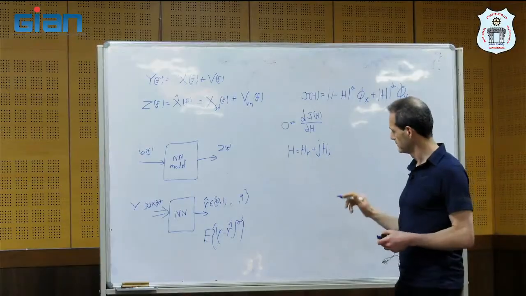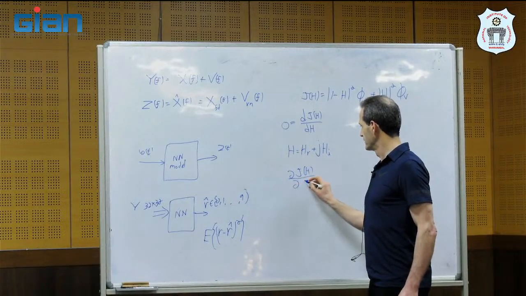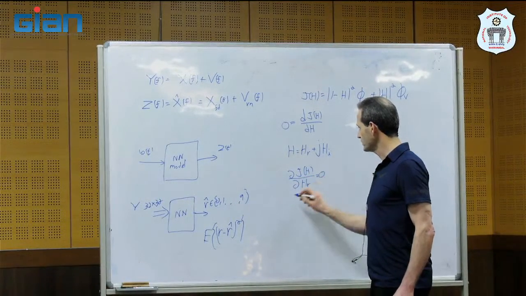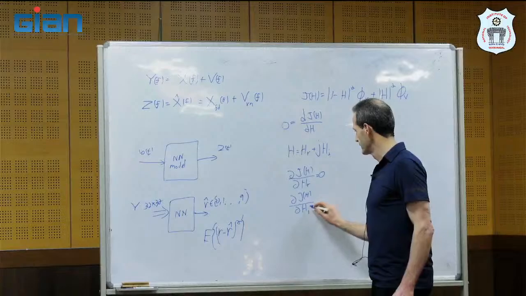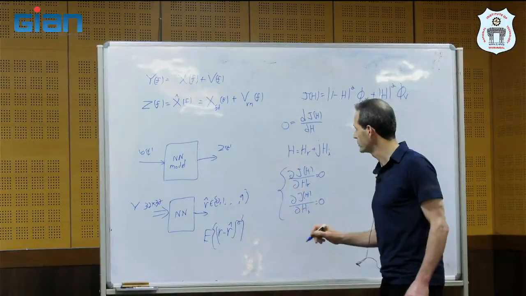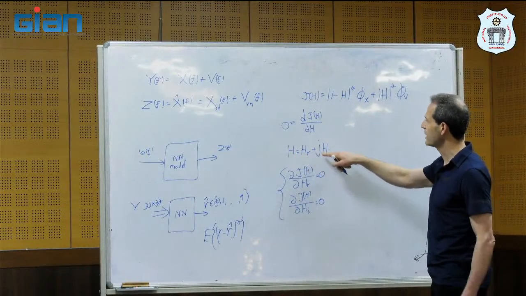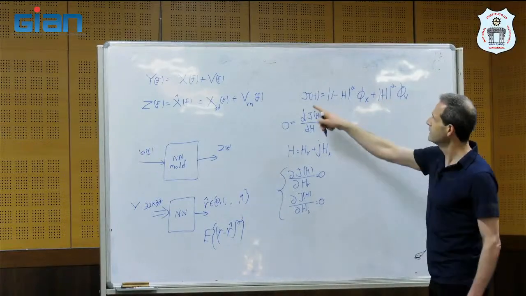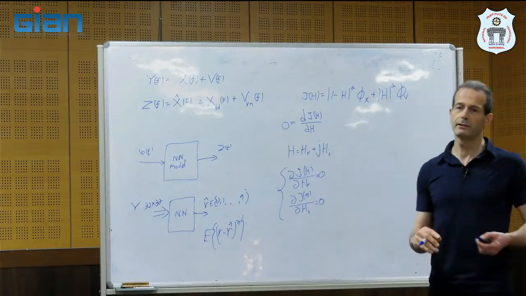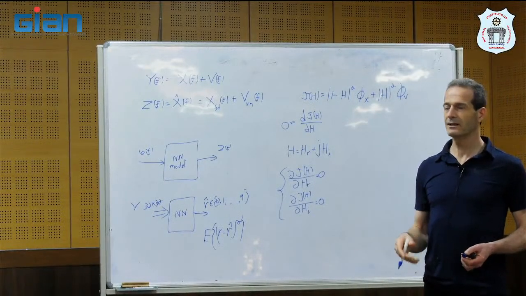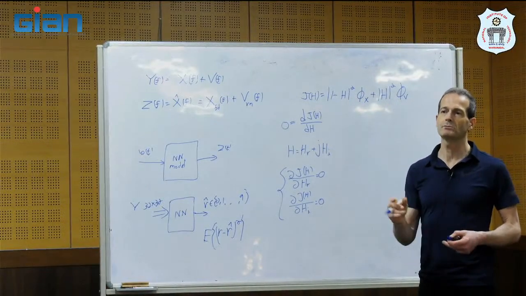How do I get it? So I can write dJ(h) with respect to hr equals to 0 and dJ(h) with respect to hi equals to 0. So I have these two equations. I can replace h with hr plus j hi, and so on, and then have these two equations. If I give you time, you will of course be able to do it. But even for this simple problem, it takes time and it's cumbersome.